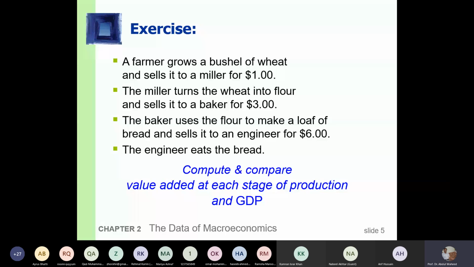So we compute and compare the value added at each stage of production. And if there is only one commodity, then this is our GDP. In the economy, there are many final goods. So we add the value of all final goods and services, and then we will get the GDP number. Okay. We will do some exercises on how to calculate GDP.